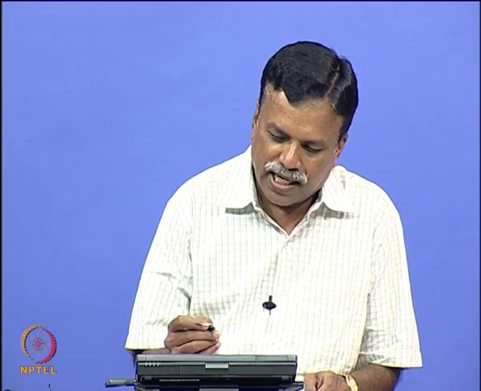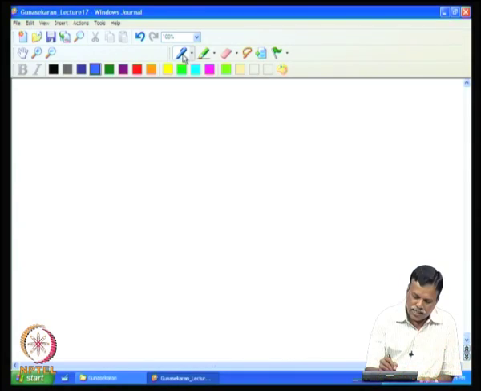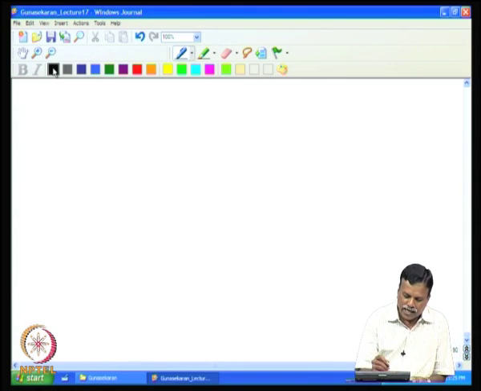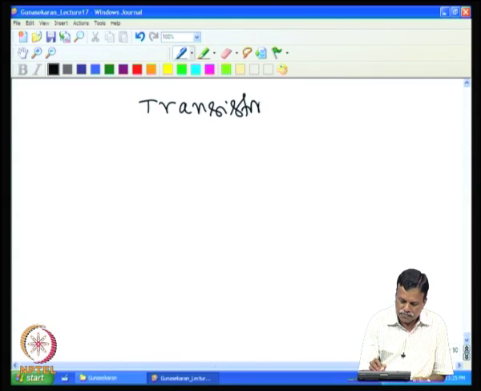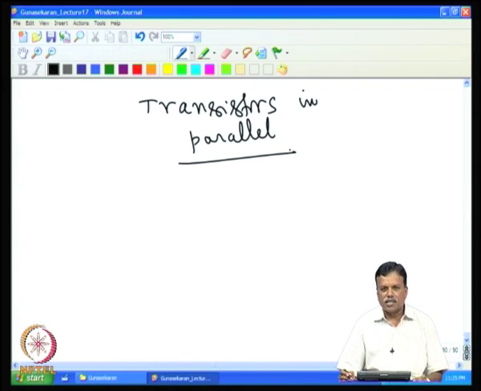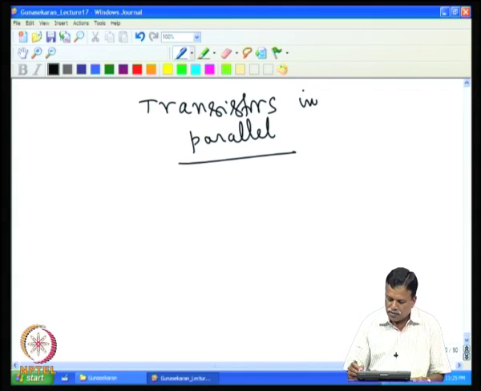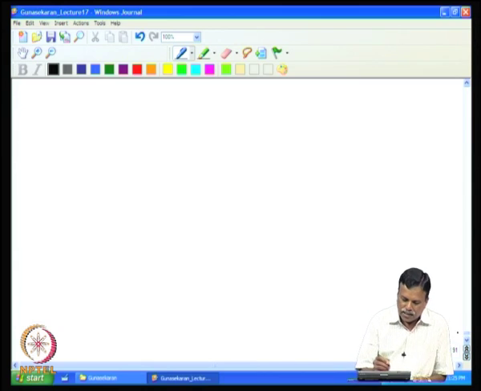Similarly, we will also discuss how to use the MOSFET instead of the transistor in different applications like linear power supply and so on. So, first let us take how to use the transistors in parallel. Because if you want to increase the power capacity, then it is essential to put the transistors in parallel. Let us take a typical linear power supply and see how we can do this.